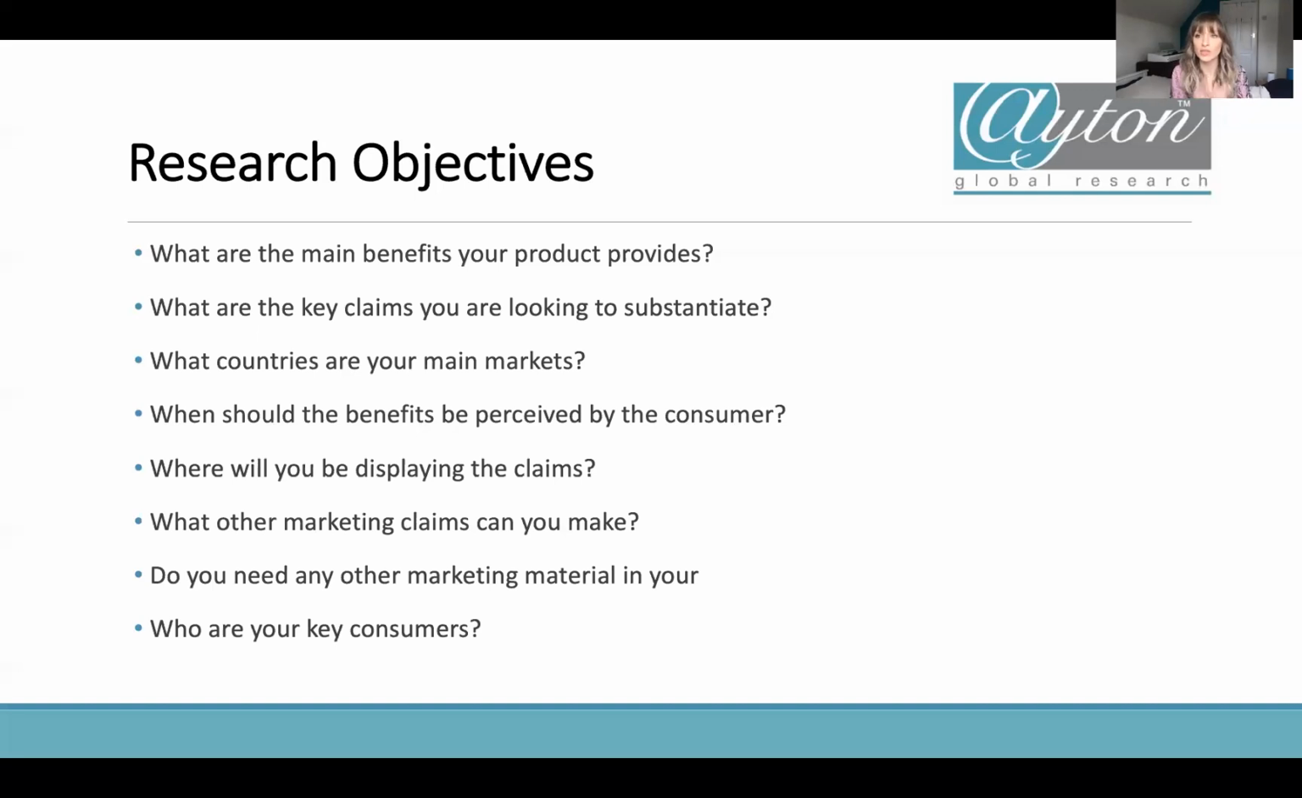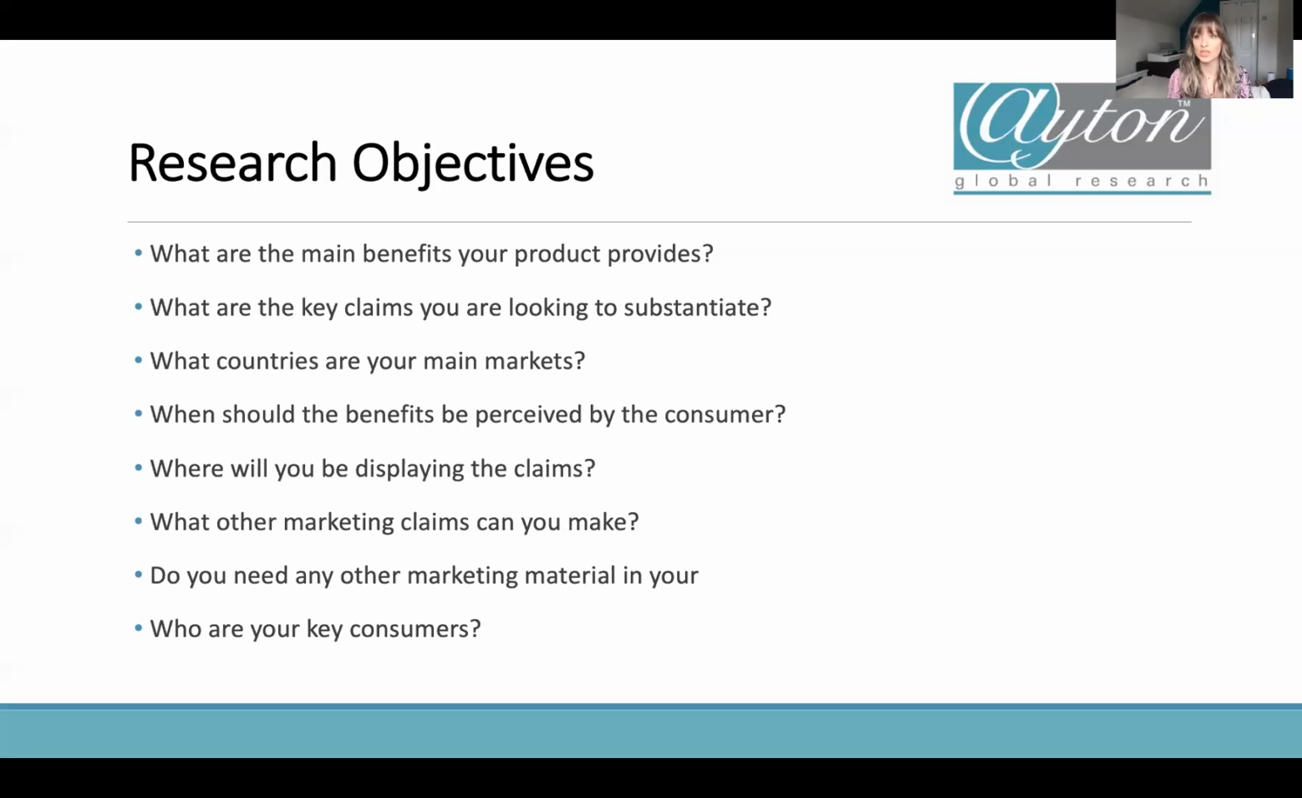So to determine your research objectives, I've come up with some questions, which is what I would ask a client if they were talking about doing a consumer research study, because you can ask this yourselves, ask it with your team, and it's the best place to start. Usually when we're looking at product testing, looking at claims in particular, you might say, what are the main benefits your product provides?